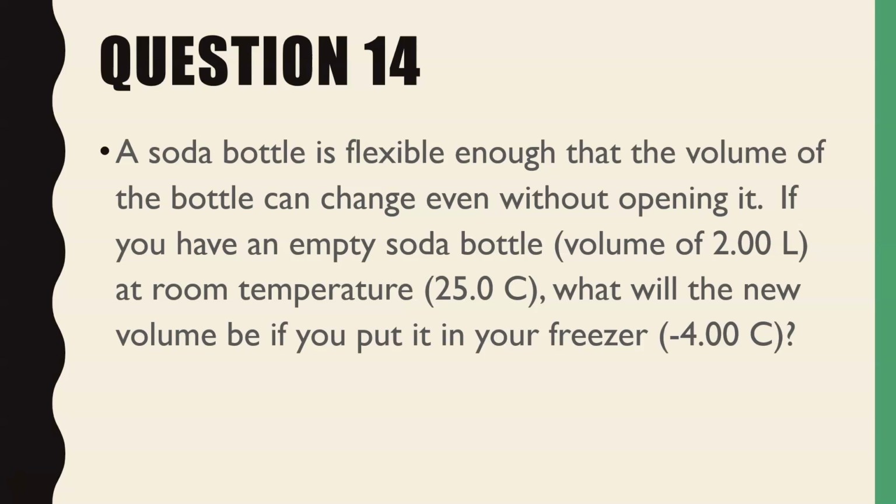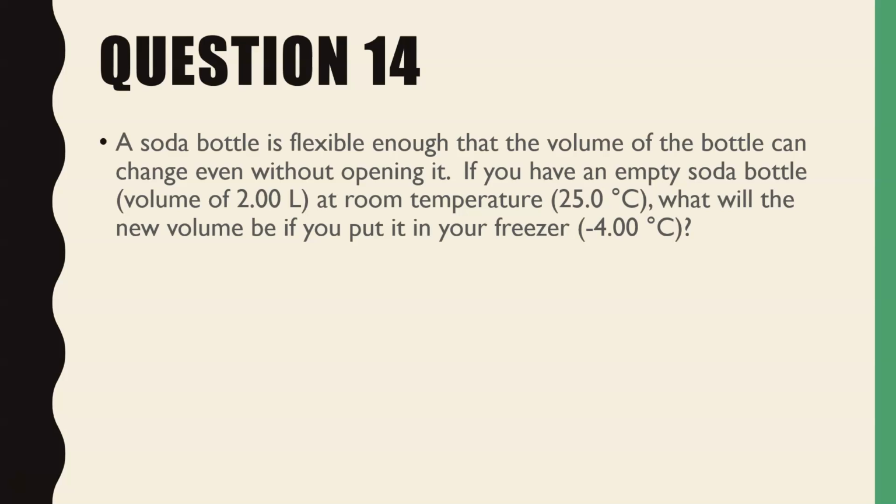The new volume of our soda bottle is going to be 1.81 liters. If you got it right, move on. If you got it wrong, let's see how we got our answer. When I read my question, I notice that I'm given a volume and a temperature. I'm asked about a new volume and given a new temperature. So that means I'm using V1 divided by T1 equals V2 divided by T2. And instantly I know by now that all my temperatures need to be in Kelvin.